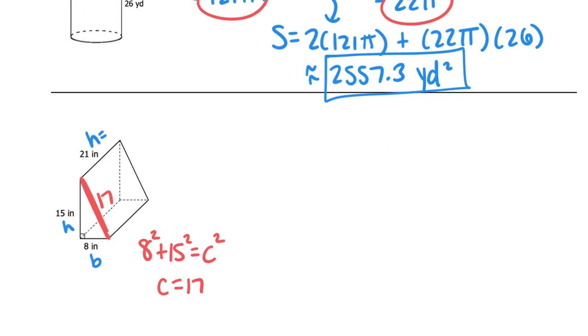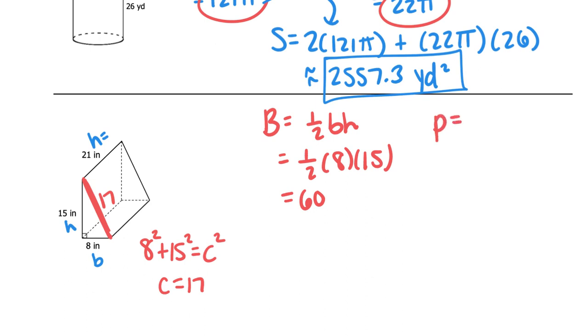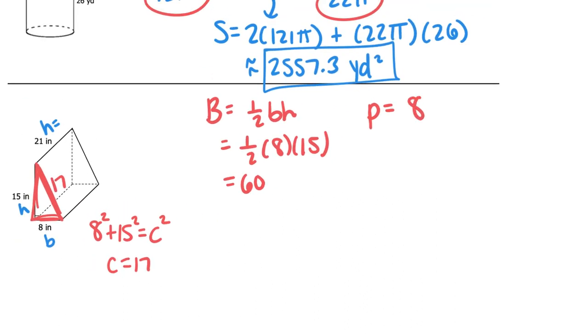So then we can start identifying our big B as the area of the base. The base is a triangle, so it's half base times height. So it's half 8 times 15, which ends up being 60. And then the other piece of information that we need on all these is P, which is the perimeter of the base, which is why I needed to find that 17. So the perimeter of this triangle, add all the way around, would be 8 plus 15 plus 17, which is 40.